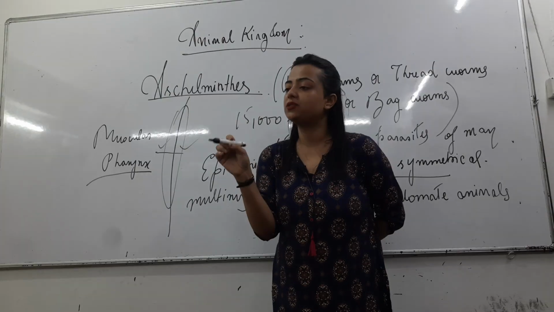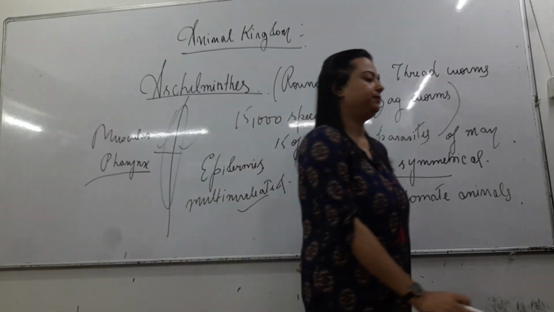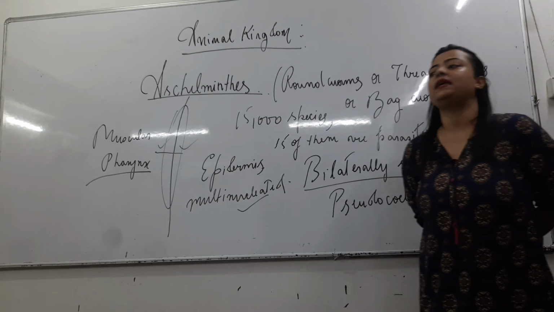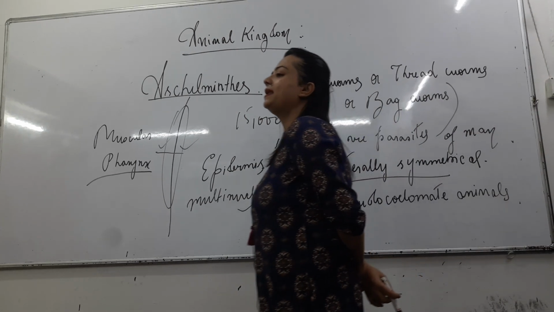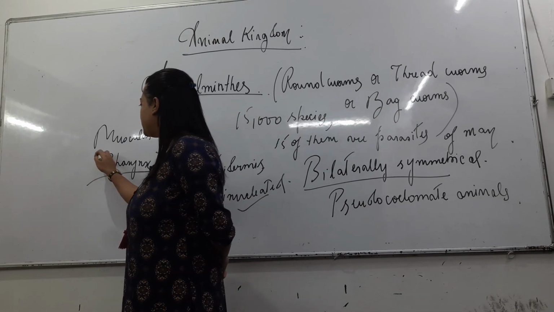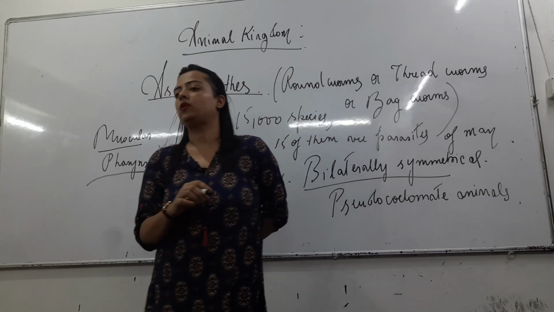It is a common passage of food and air, that is muscular pharynx. So mouth, muscular pharynx, intestine and anus.